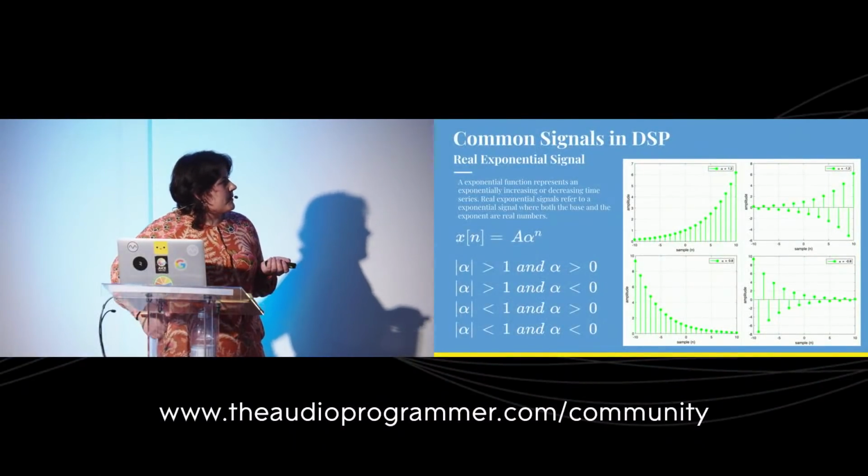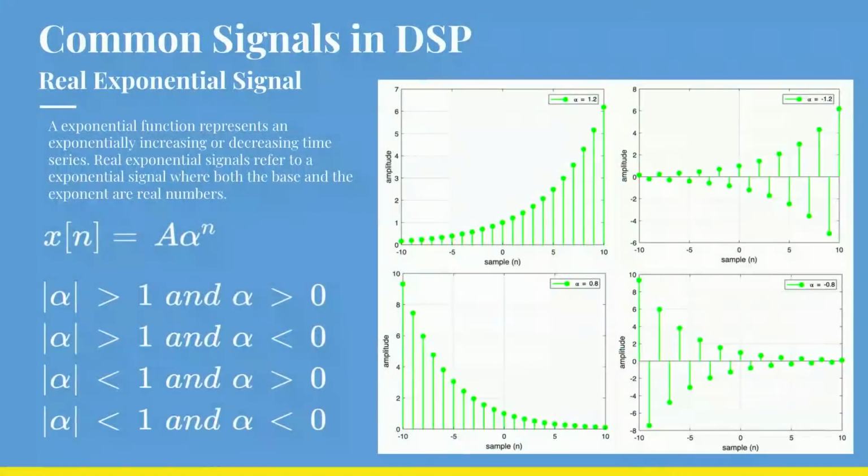Let's talk about real exponential signals. An exponential function is an exponentially increasing or decreasing time series. Real exponential signals refer to an exponential signal where both the base and the exponent are real numbers. We want to look at real exponential signals because we'll later get into looking at complex exponential signals, which are a fundamental building block of DSP. And I wanted to show you what the real exponential signals look like for different values of alpha.